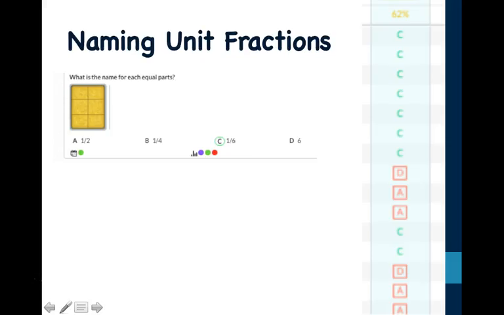So if we take a look at this question, what is the name for each equal part? You can see that the correct answer is 1/6. Now some of the students did indeed struggle with this idea, not being able to recognize what to call that. It looks like many students called it 1/2. Other students referred to it as 6. And so not really looking at each equal part.